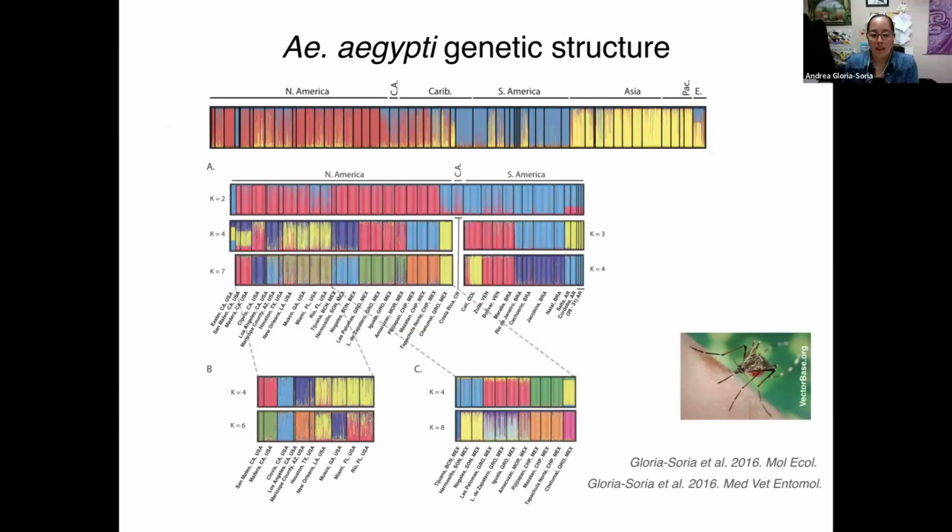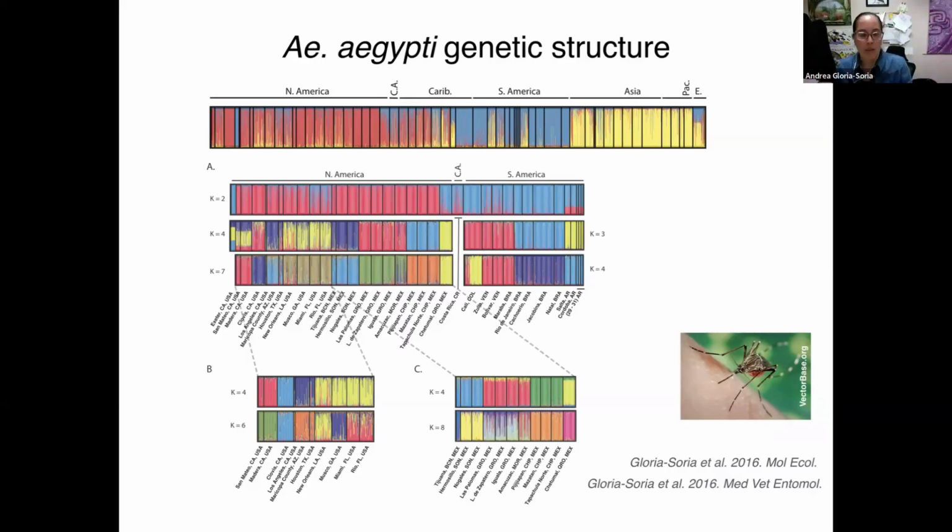Now, if we do a hierarchical analysis of the similar kind, what we see is that this genetic structure continues as we narrow down the regions. So here in the top, we have only the Aedes aegypti, which is the domesticated form of the mosquito. And you can see that this time we had inferred three genetic clusters in red, blue, and yellow that correspond approximately with North America and the Caribbean, South America, and Asia groups. And we can do this over and over again as you move down in this slide.